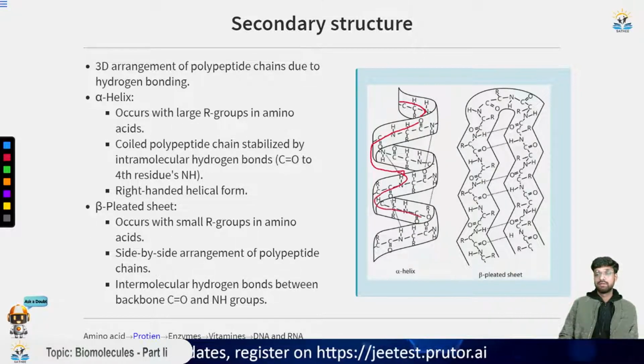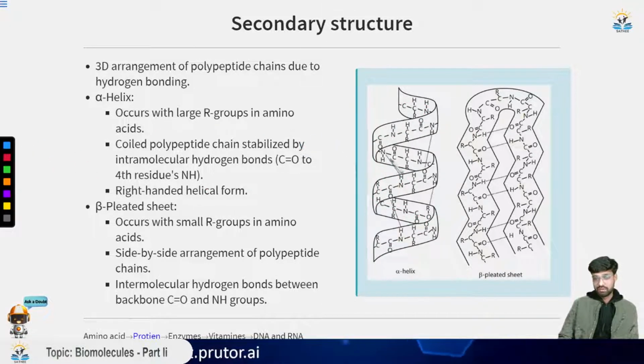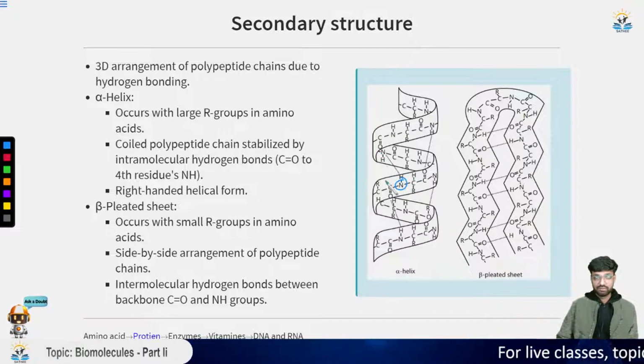Okay. So we see a coiling here. The CO connects to the fourth residue NH group. So how is it formed? The hydrogen bond. If it is the first nitrogen, then it will just connect to the fourth one, the fourth NH residue.